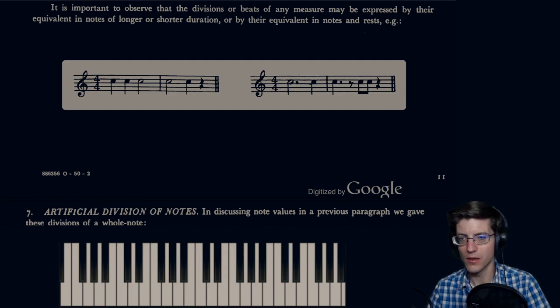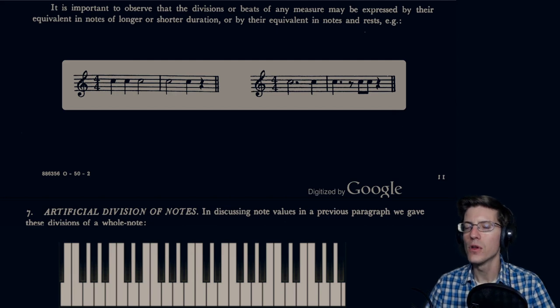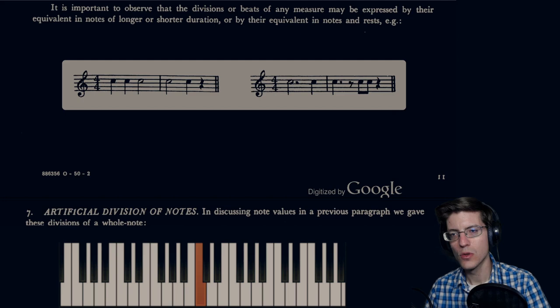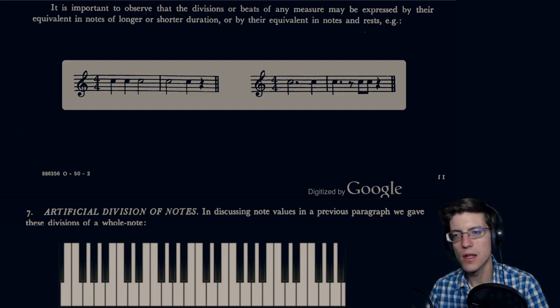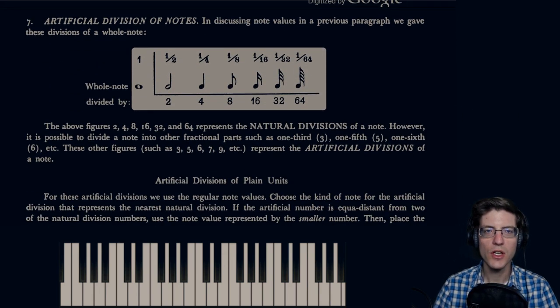And then the next example, 1, 2, 3, 1, 2, and 3, and. Notice if you do divisions, you do and. So 1, 2, 3, 4, 1, 2, and 1, 2, and 3, and 4. There we go. All right, and our final section, artificial division of notes.